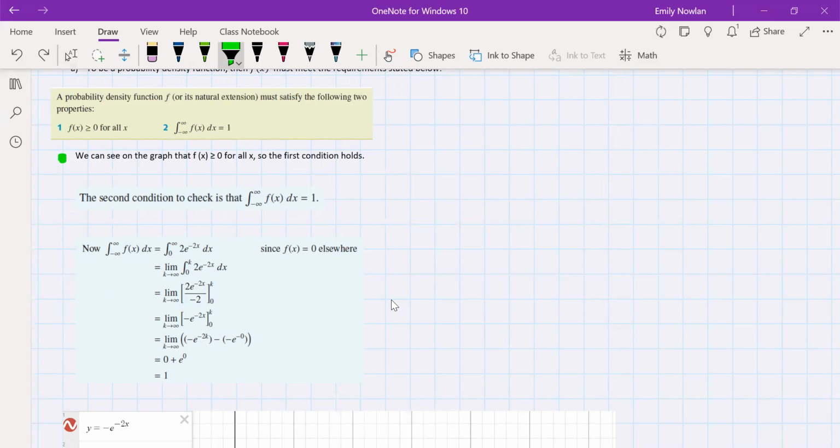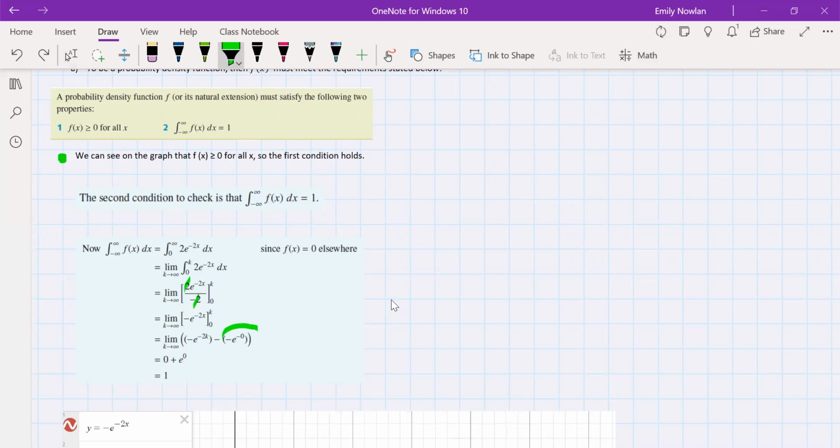Okay, so our limits are going from 0 up to k, and k is as it approaches infinity. So let's substitute what we can, or simplify first, sorry. 2 goes into 2, that simplifies, we've got the minus e to the minus 2x. So let's substitute in. The k goes in, minus e to the minus 2k. That's substituting the k. Then we substitute in the 0, minus e to the minus 0. Now we can actually work that out.